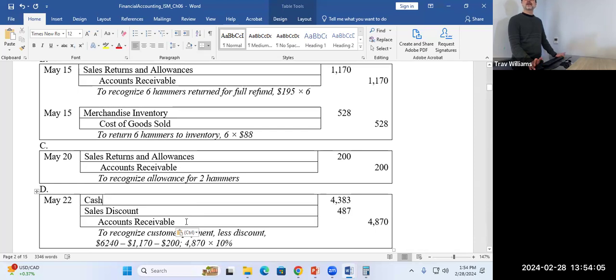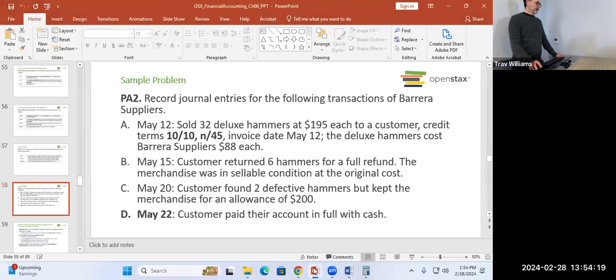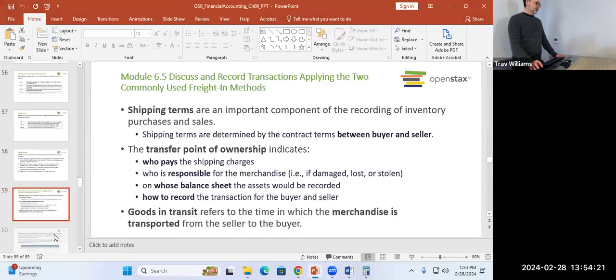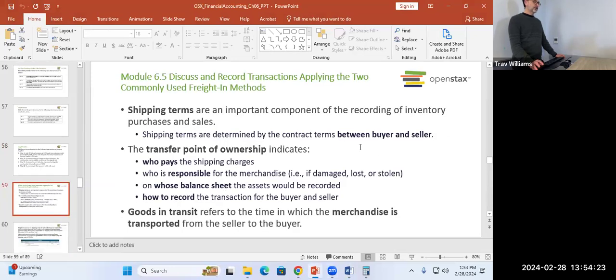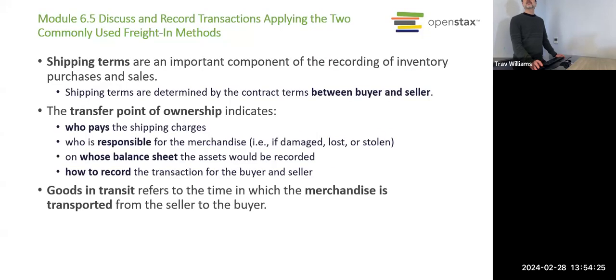Okay, so really nothing different than what we've already done. It's just practicing those journal entries over and over. Anything need clarification here? Okay, then. Let's see what's next. Oh, shipping terms. Okay, great. Something different.